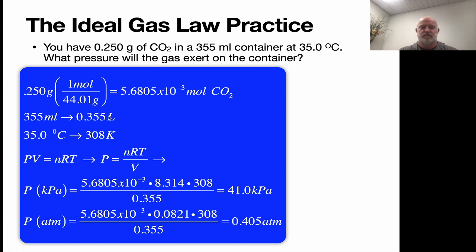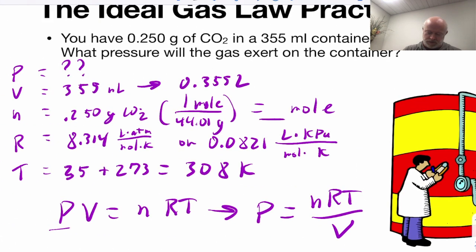I converted my liters over. I converted my temperature over. I rearranged my equation. Plugging in my numbers, my pressure in kilopascals, so I chose to use kilopascals to solve it, these are my moles times 8.314 for my R value for kilopascals. Oh, I did that backwards in my notes. I apologize. If we go back to our notes, let's fix that because I don't want you to have that wrong.